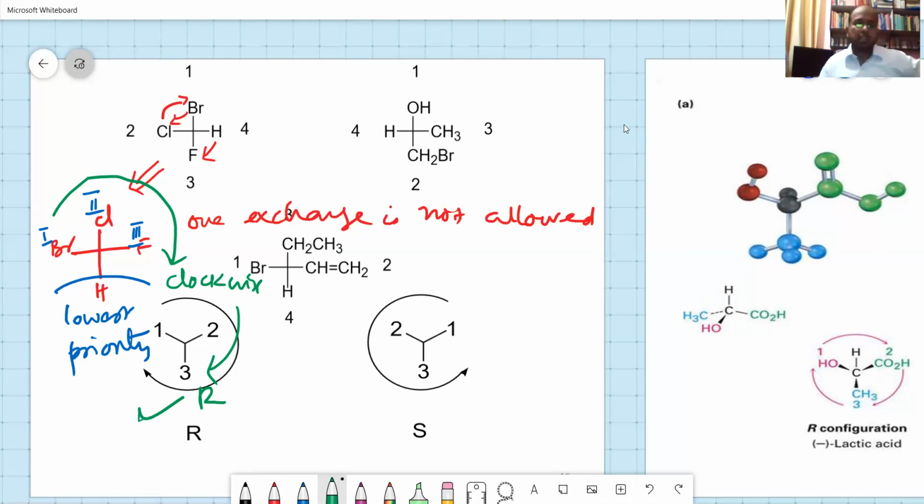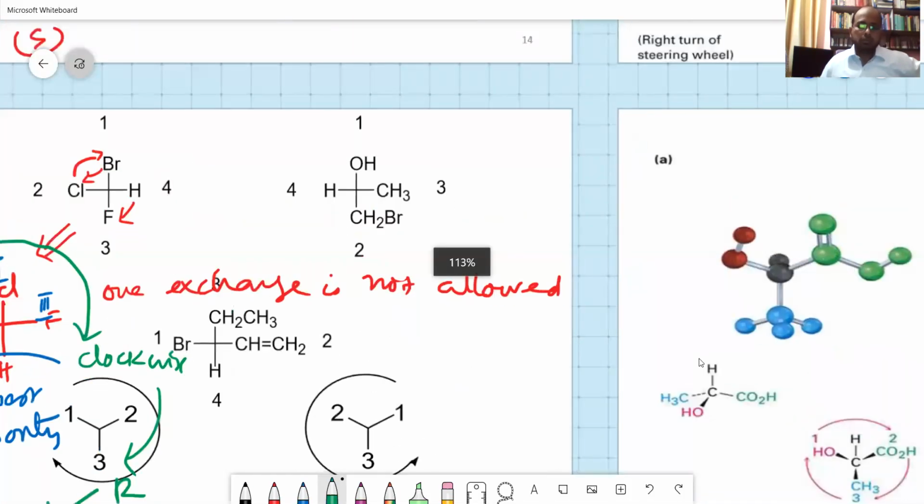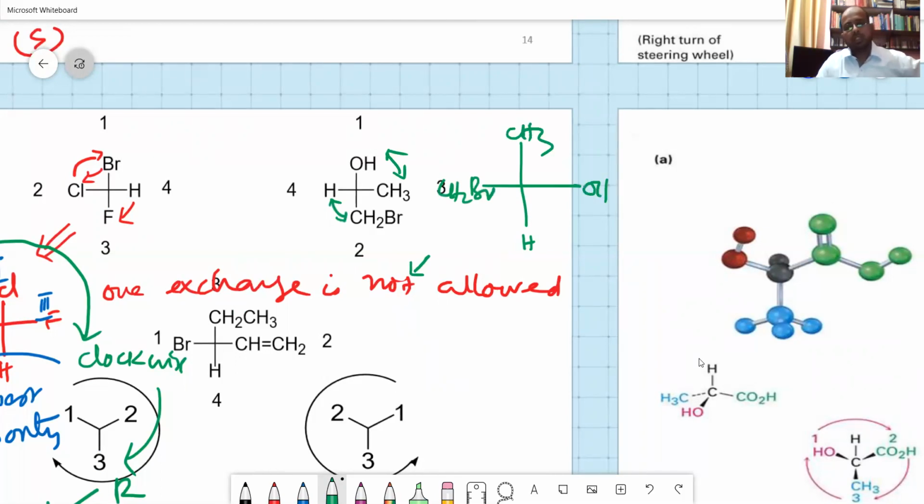This example I'll write here. Bring the H down. H is brought down, and CH2Br has gone here. CH2Br. One exchange is not allowed. Two exchanges you have to do. That means CH3 here, OH here.